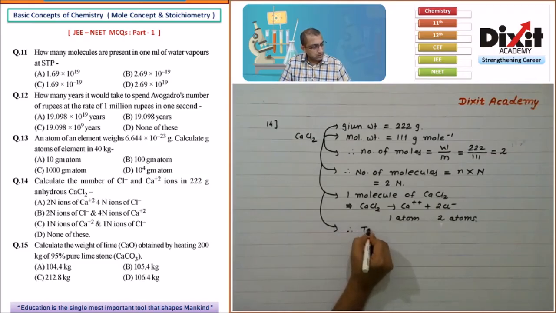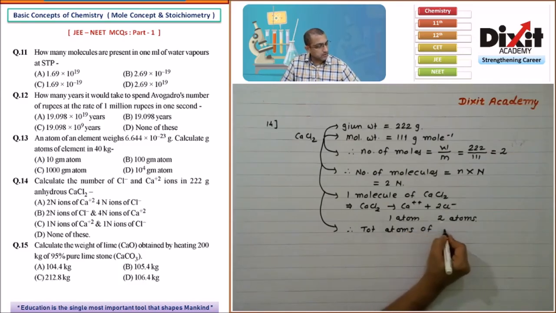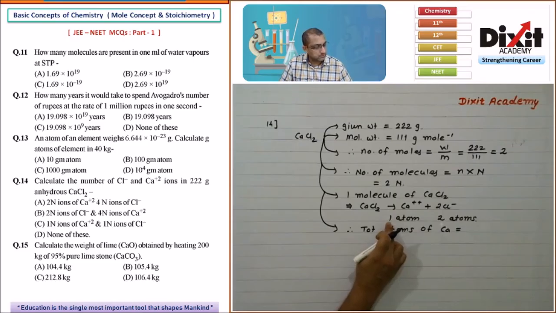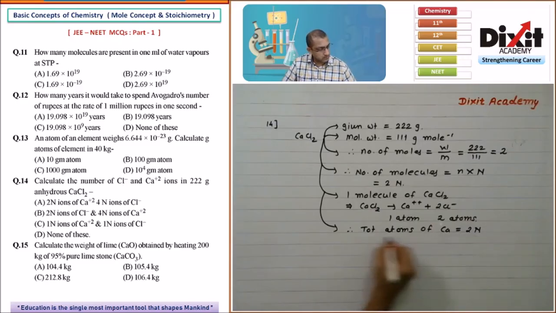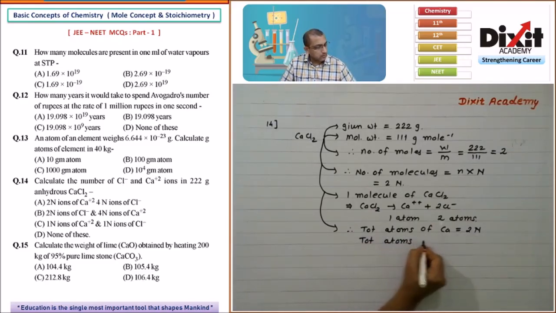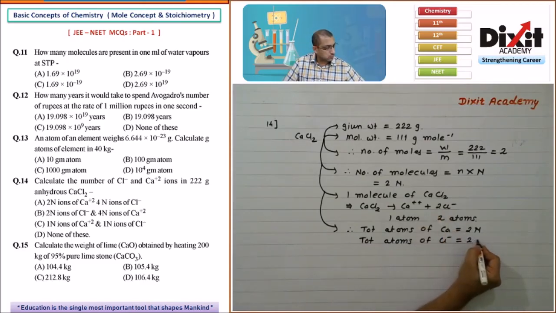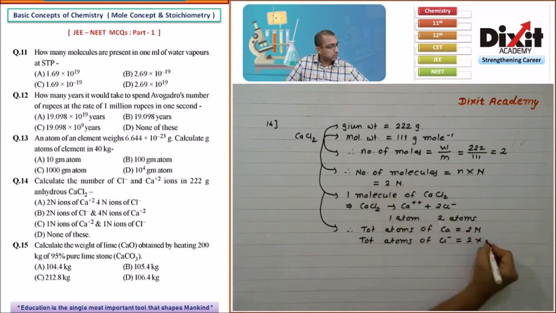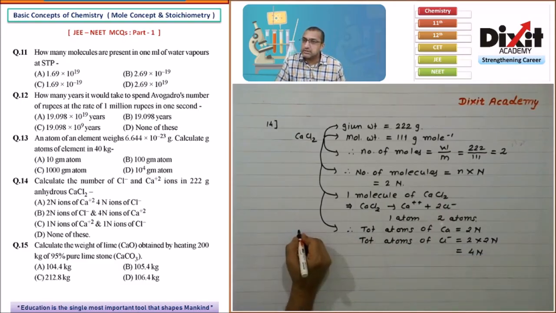Therefore, total atoms of calcium is equal to 1 atom into 2 into Avogadro number, and total atoms of Cl- is equal to 2 into 2 into Avogadro number, that is equal to 4n. So correct option is A.